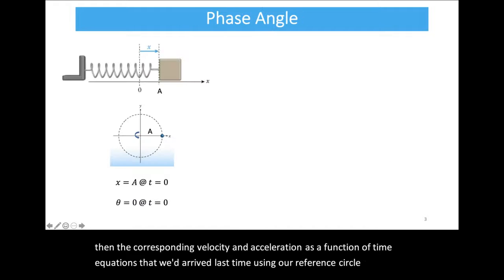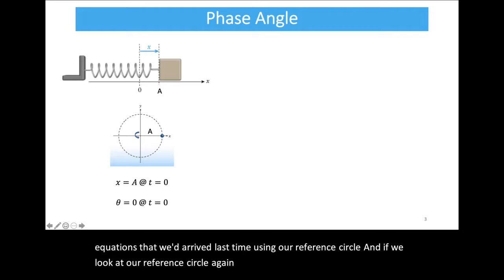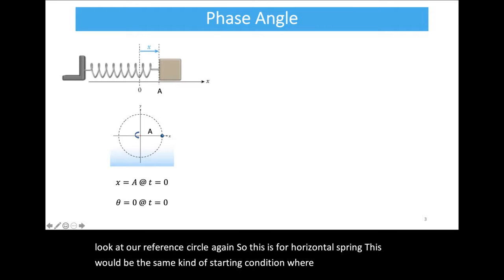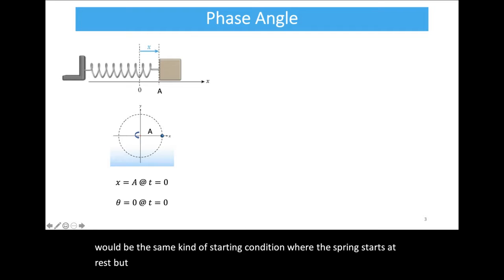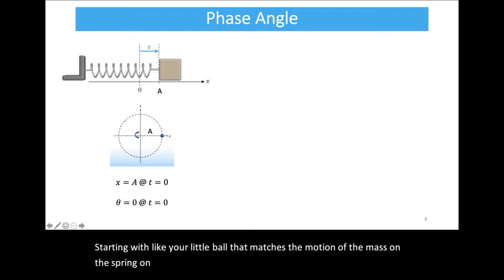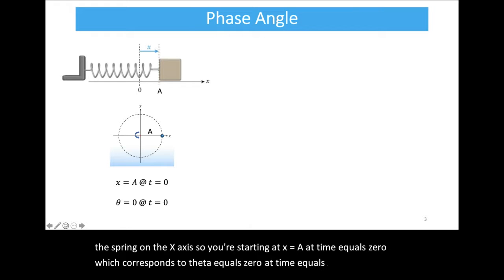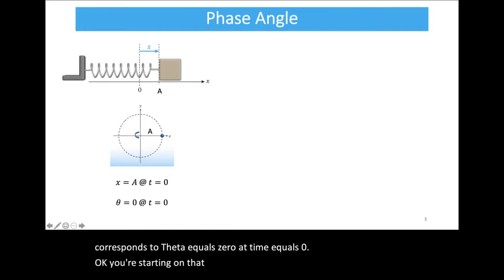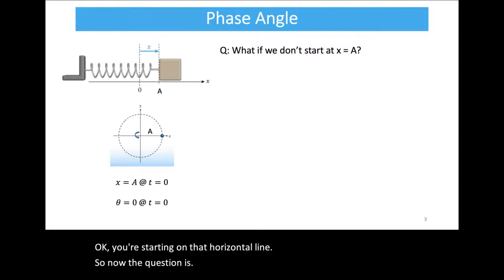If we look at our reference circle again, this is for a horizontal spring, this would be the same kind of starting condition where the spring starts at rest but stretched. That corresponds to starting your reference circle with your little ball that matches the motion of the mass on the spring on the x-axis. So you're starting at x equals A at time equals 0, which corresponds to theta equals 0 at time equals 0. You're starting on that horizontal line. So now the question is, what if we don't start at x equals A?